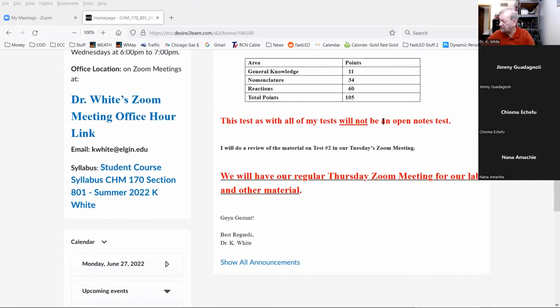We will have our regular Zoom meeting on Thursday and also the lab. Speaking about labs, hand in your labs. They're easy points. If you have any problems doing a lab, come to my office hour. If you can't come to my office hour, email me and I'll see if I can set up a Zoom meeting to help you out. Any questions on test number 2?